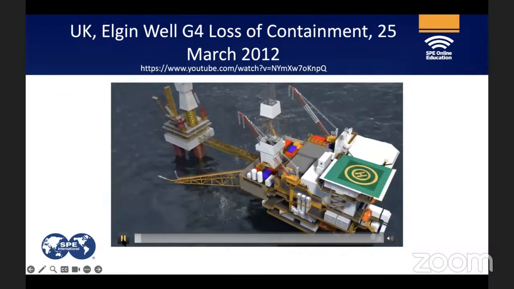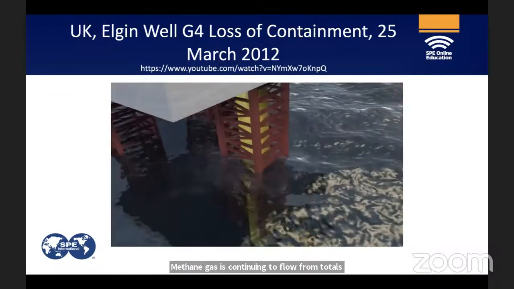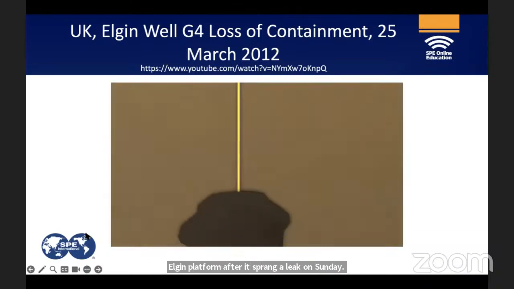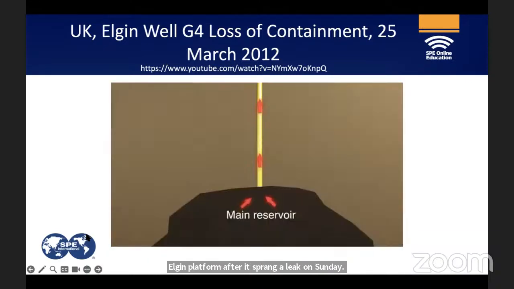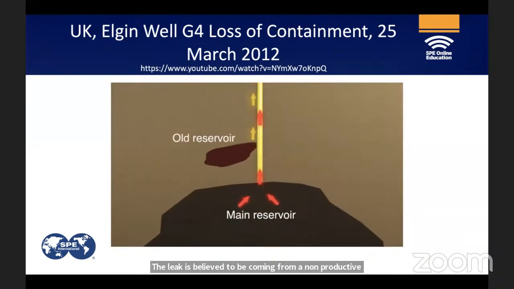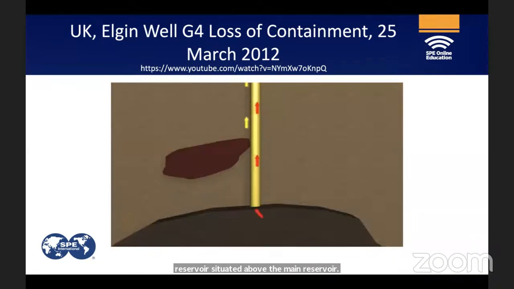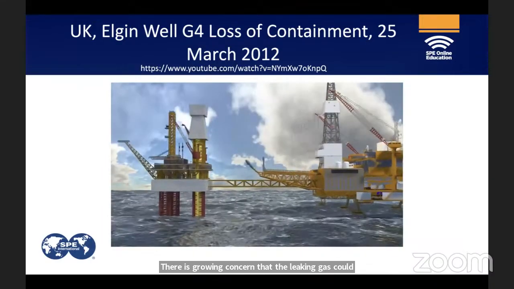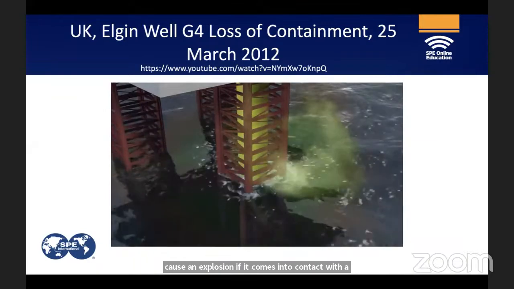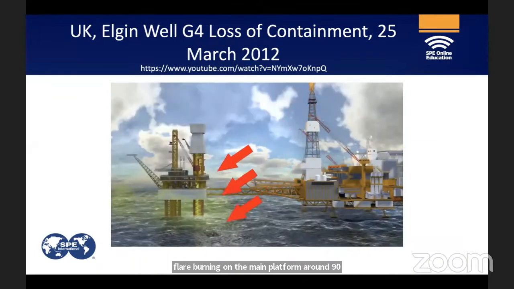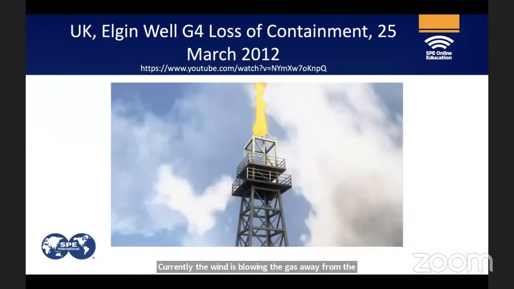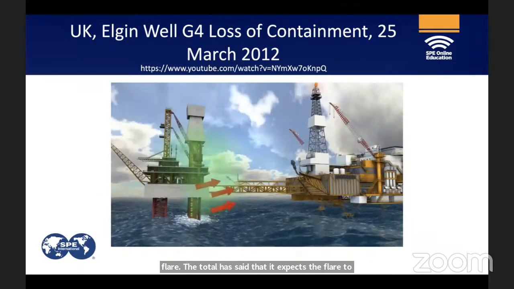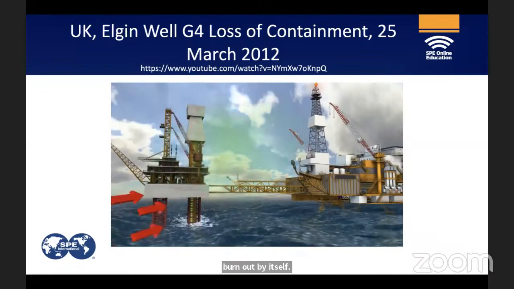Methane gas is continuing to flow from Total's North Sea Elgin platform after it sprang a leak on Sunday. The leak is believed to be coming from a non-productive reservoir situated above the main reservoir. There is growing concern that the leaking gas could cause an explosion if it comes into contact with a flare burning on the main platform, around 90 meters above the gas leak. Currently, the wind is blowing the gas away from the flare, but Total has said it expects the flare to burn out by itself. Should the wind change, there is a risk of explosion.